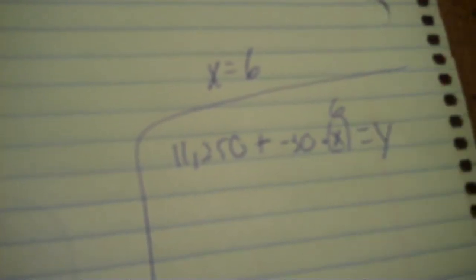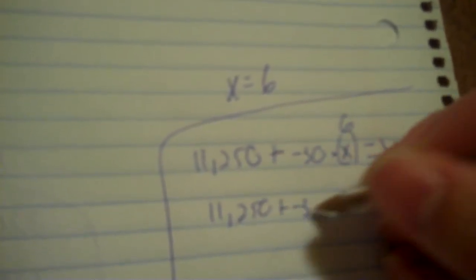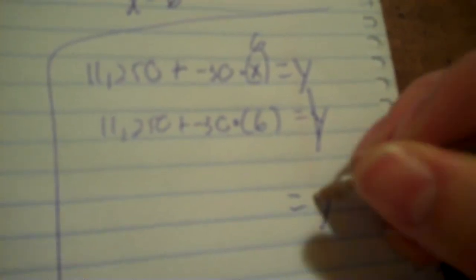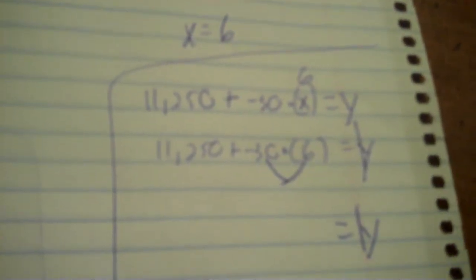Okay, now on your table, put 6 under the hours, and that means X equals 6. So parenthesize your X, and you're going to put a 6 in its place. So 11,250 plus negative 30 times the parentheses equals Y, and we substitute 6 in there. Okay, so here's Y all by itself, so I just go over here and do the operation. So you got a plus between the first two numbers and a times between these two. So we need to times negative 30 by 6.